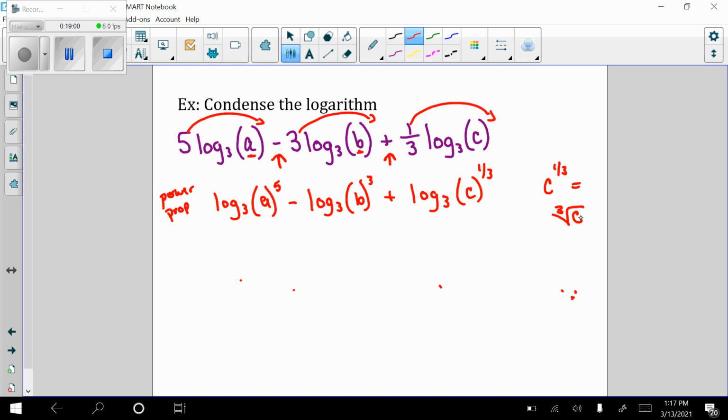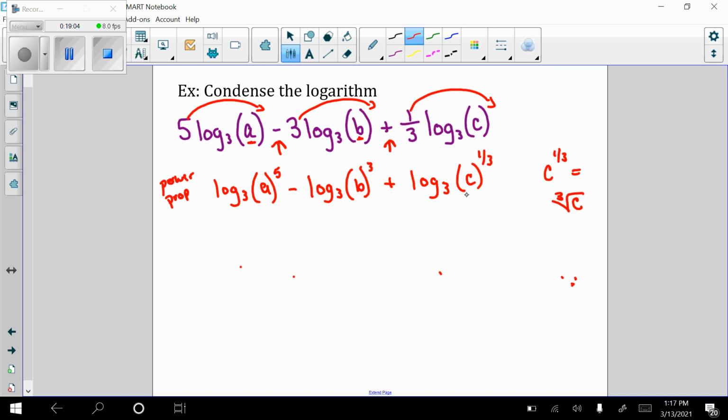Back from algebra 2. Okay, so another thing you got to think about is the only reason I can apply these properties is because all of my bases of the logarithms are the same. If your bases were different, that's where your change of base formula would have to come in. You'd have to change them all to a common base first, then go back and apply your properties.